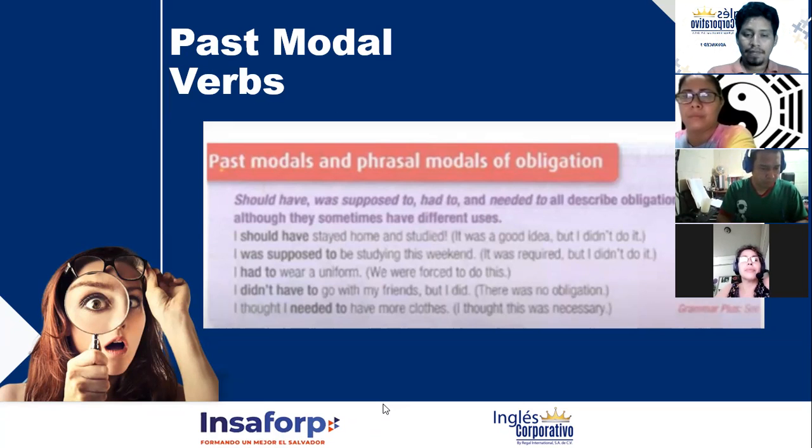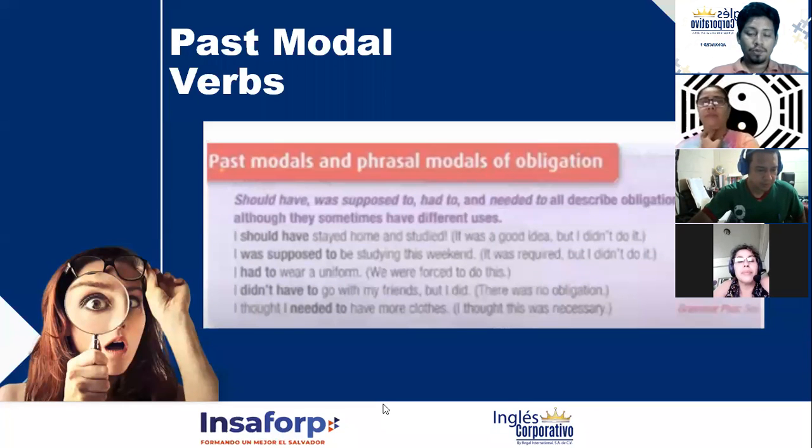And also I have the sentence here that says didn't have to go, or didn't have to, which expresses no obligation in a sentence. That means that it is not necessary to do it. Okay, it's not necessary. The example that we have here says, I didn't have to go with my friends, but I did. It was not an obligation to go with my friends. Okay, it was not necessary, but I did it at the end.